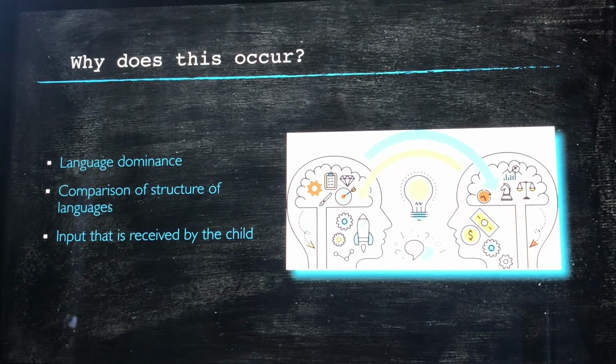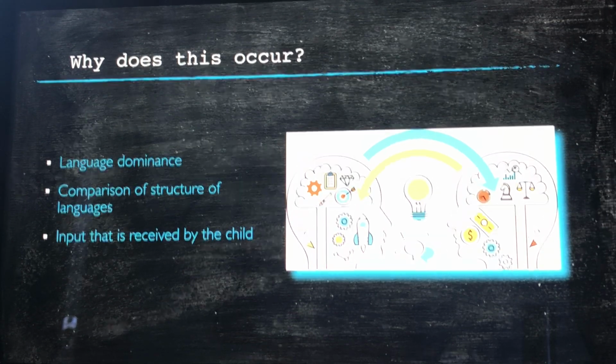So let's speak about why this happens. This is due to language dominance. We know that young children do not show balance and development in both of their languages. One is usually dominant. So this cross-linguistic influence is likely to occur when there is a partial overlap between the two languages for either phonological or grammatical reasons, and the input that is received by the child.